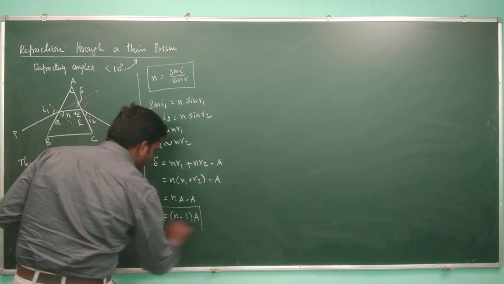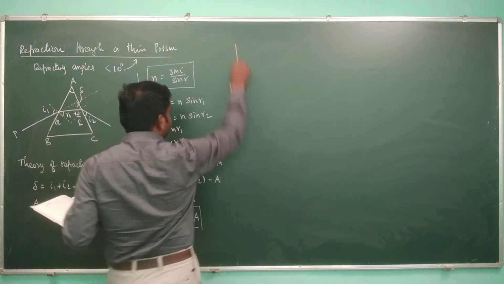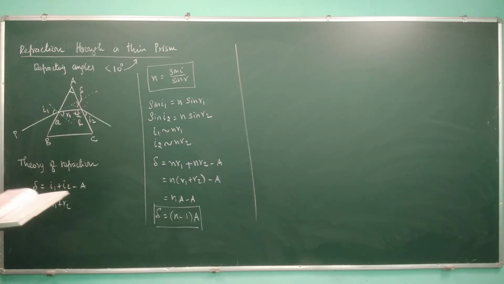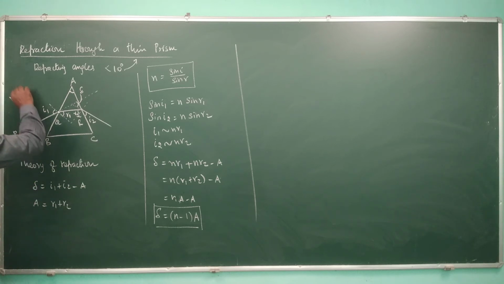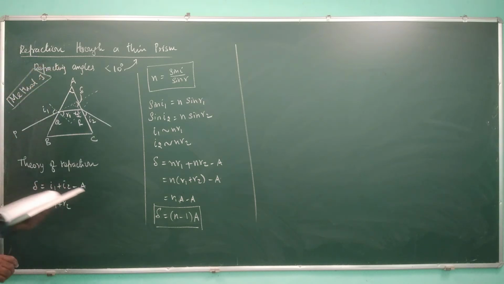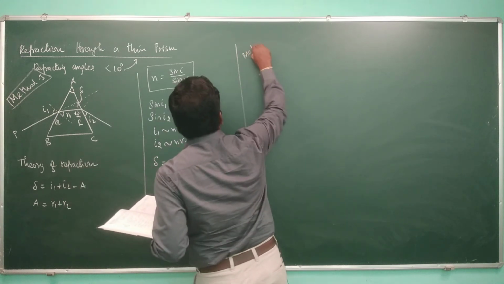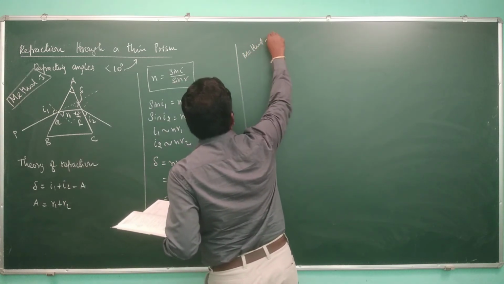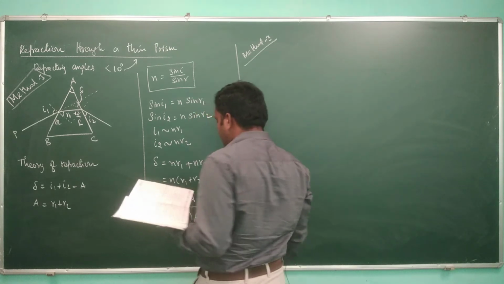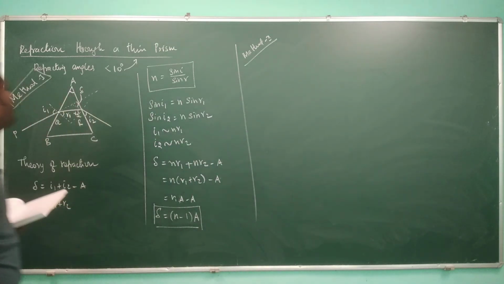So this is the angle of deviation for a thin prism, and we can say that this is method 1. Fine. What is method 2? Method 2 for calculating angle of deviation for a thin prism.